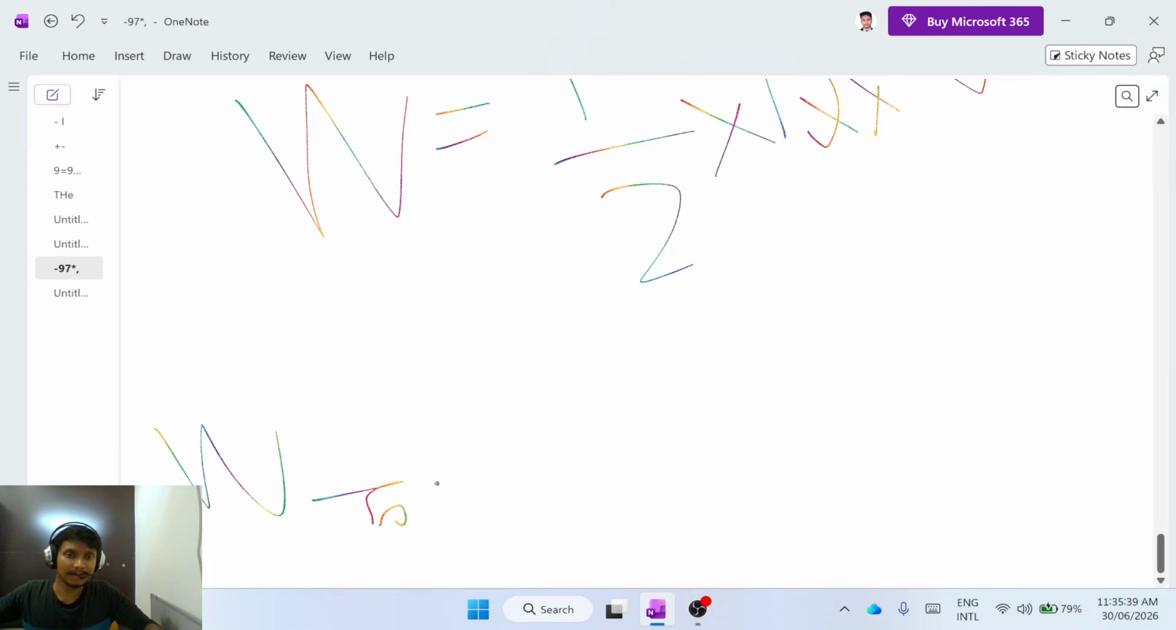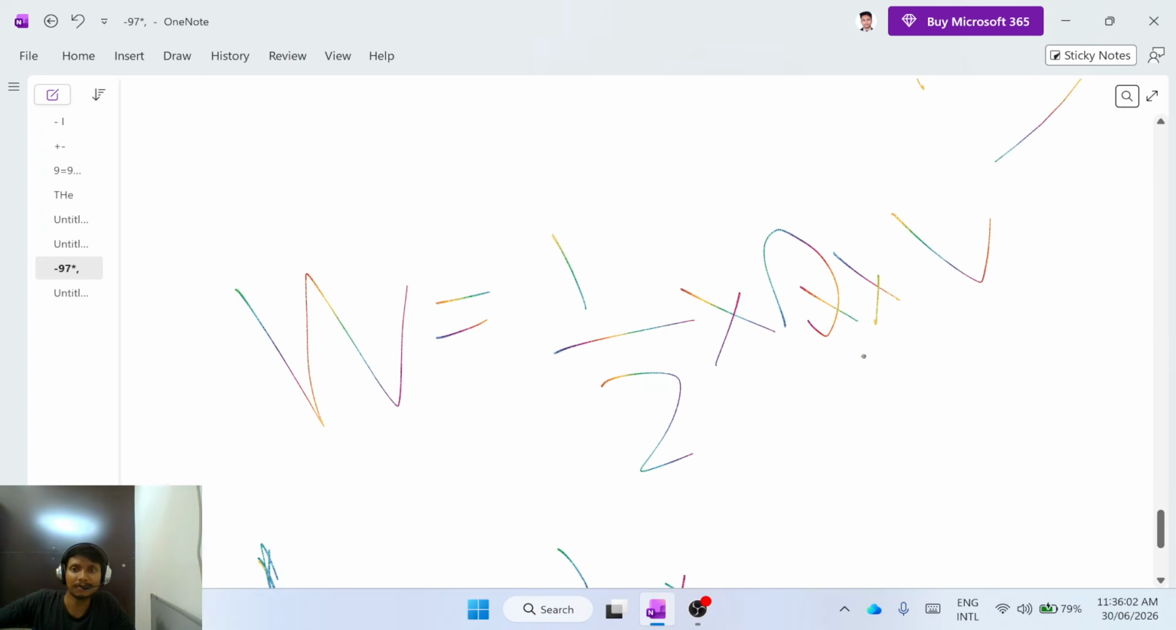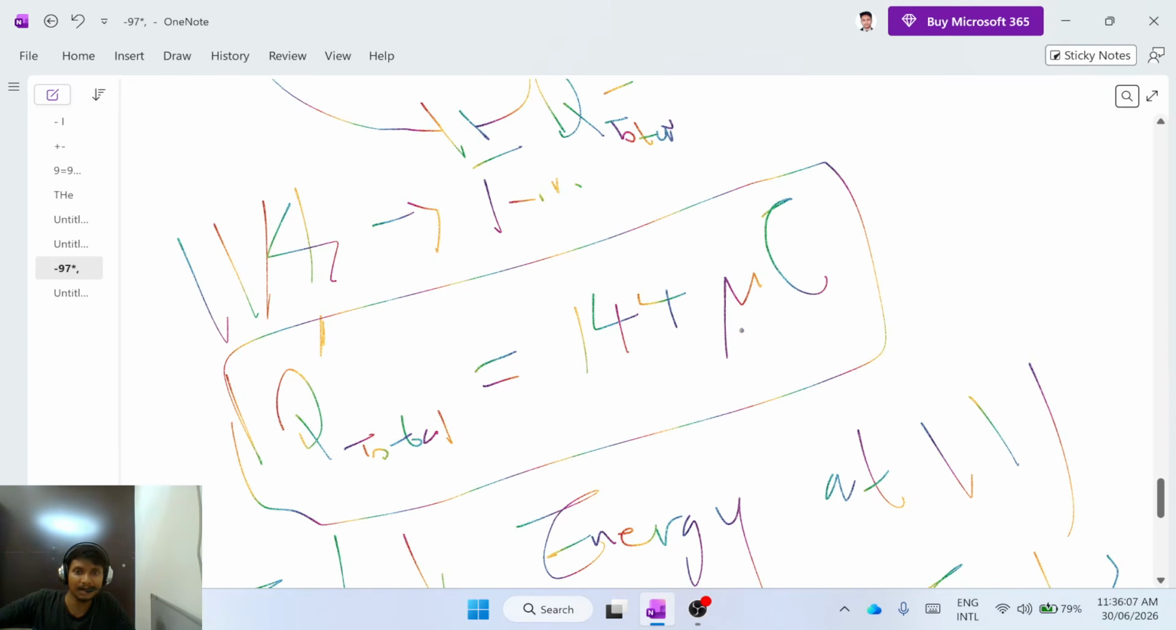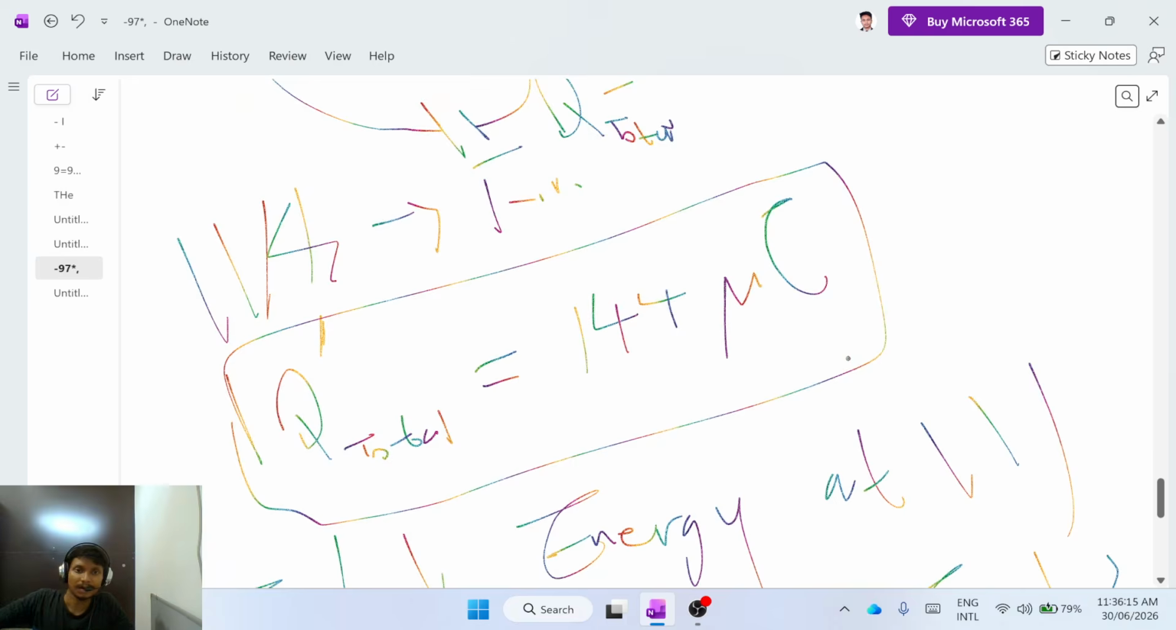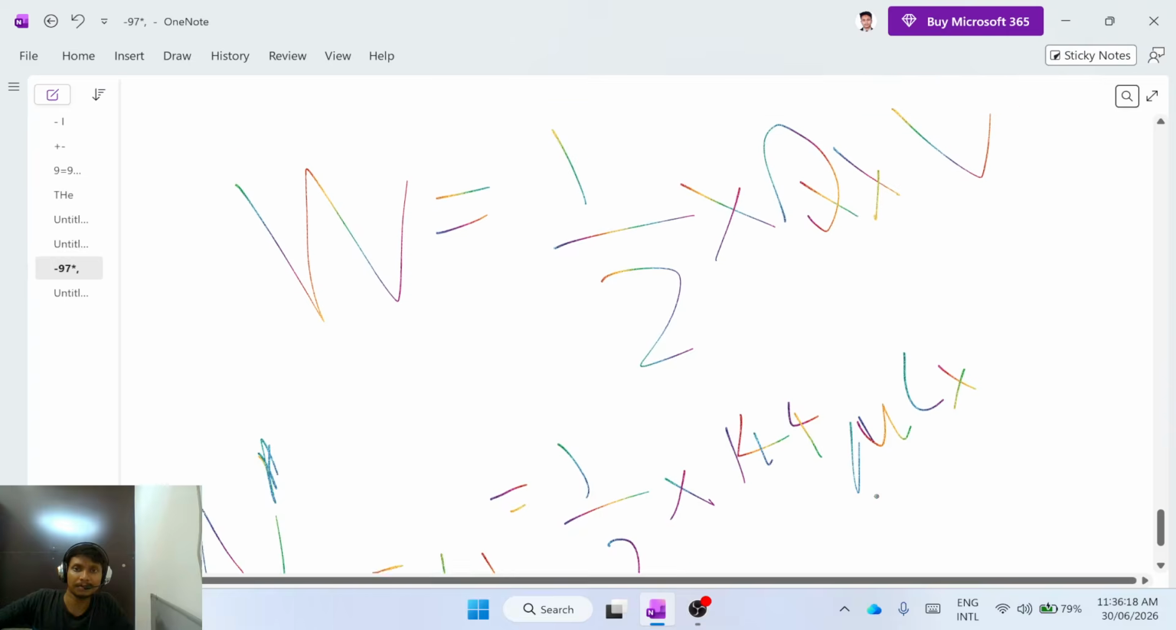The W total dash. Because in the initial stage we assume that the total energy at the initial condition is W total. Therefore, it is not the same, so W dash total. Or you can substitute W as anything. Half into Q into V. Q equivalent is Q total. What is that Q total? Q total dash is 144 microcoulomb.